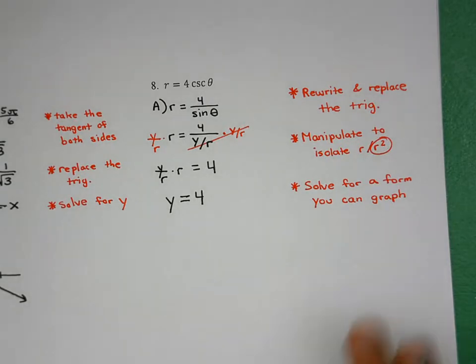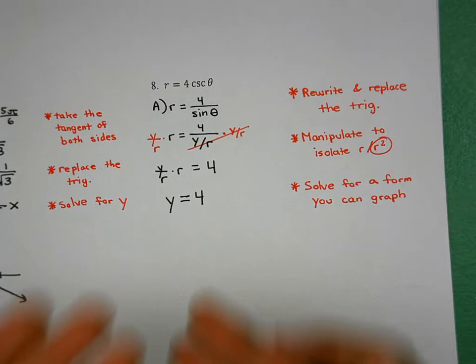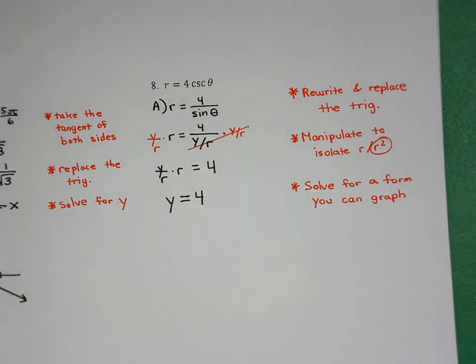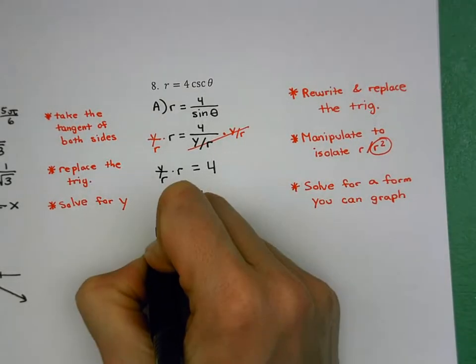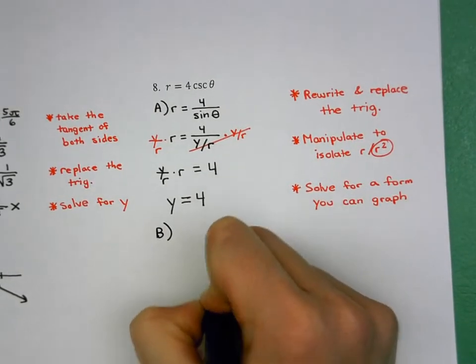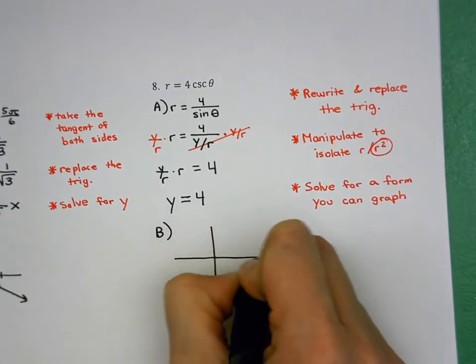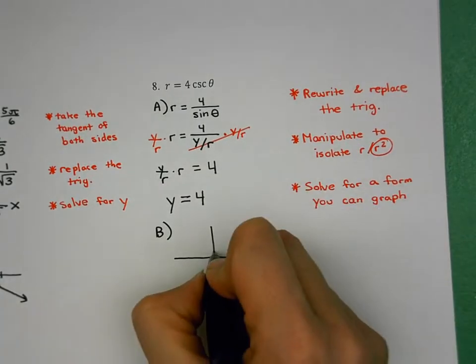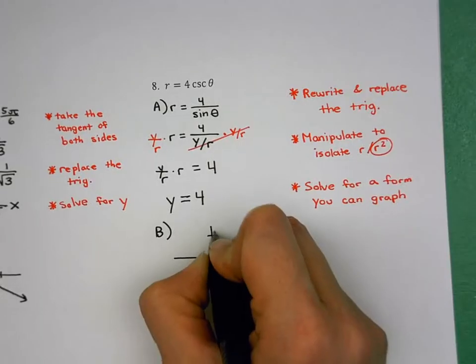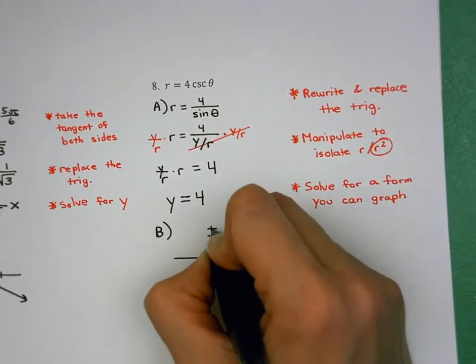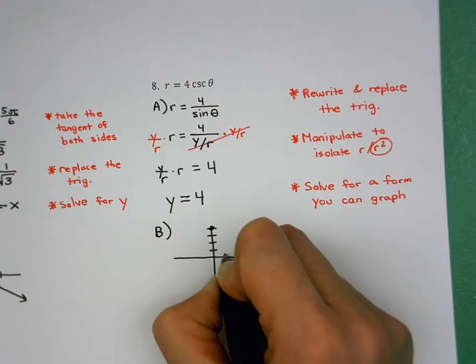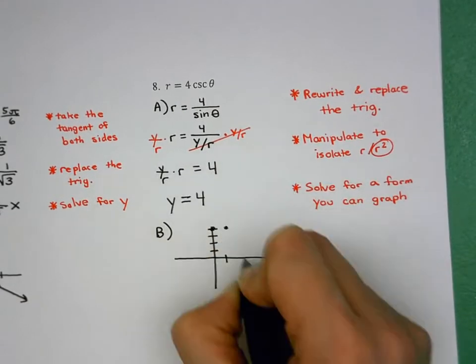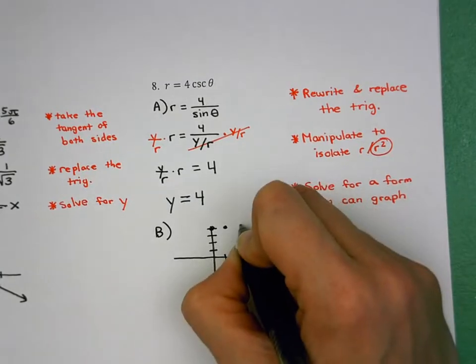And so I'm looking for solving for a form you can graph. Well, can we graph y equals 4? Yeah. So you're good to go. You're done. You're just going to go ahead and graph this one, B. What does y equals 4 look like again? Just a horizontal line, right? For every x, y is 4. So when x is 0, y is 4. When x is 1, y is 4. When x is 2, y is 4, etc.